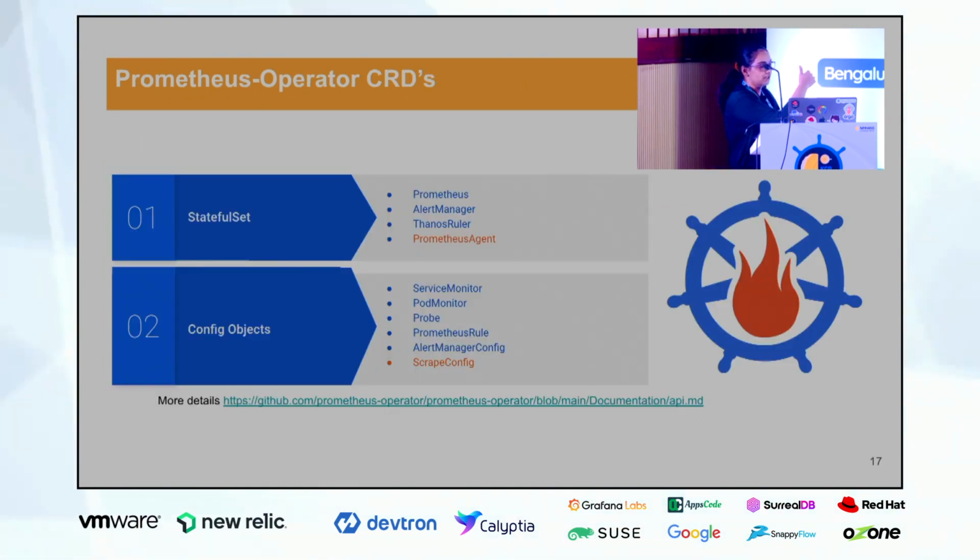This is the same thing, just put as a differentiation of which parts will be forming a StatefulSet and which are the config objects. The red ones which I highlighted are the new ones which we introduced recently. One is the Prometheus Agent and one is ScrapeConfig. I will come to this later.